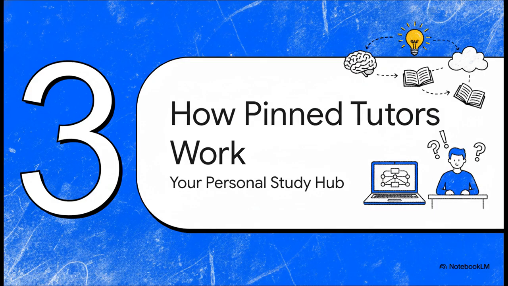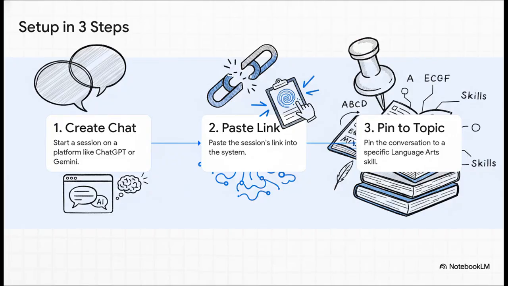Okay, so that all sounds pretty good in theory, right? But how does it actually work in practice? Let's take a look at how you can set up your very own personal study hub, and you'll see it's surprisingly easy. You literally just start a chat on a platform you probably already use, like ChatGPT or Gemini. Then you grab that unique link for the conversation, you paste it into the system, and you pin it to a specific skill. And that's it. That chat is now your permanent, dedicated tutor for that topic.